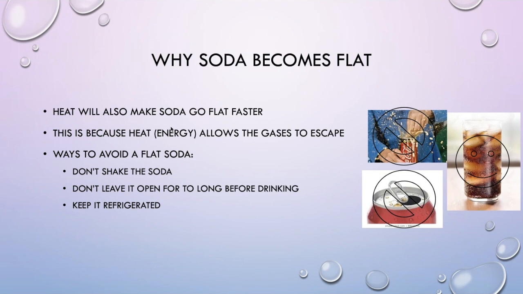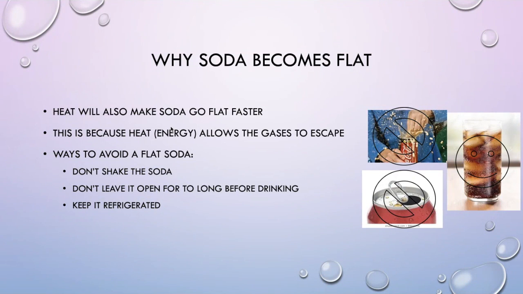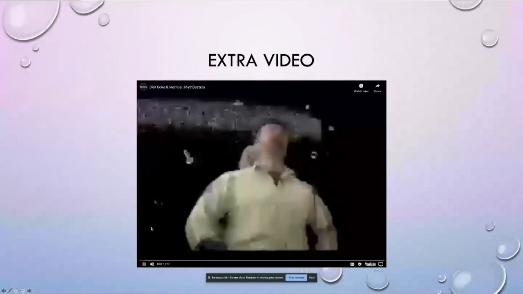This is the opposite of why you kept it cold when you were adding the CO2. It's just the reverse effect of that. So when you heat it up, instead of making it easier for CO2 to go into the mixture, it makes it easier for CO2 to leave. So ways to avoid a flat soda is don't shake the soda before you're drinking it. Don't leave it open for too long, and also keep it refrigerated.